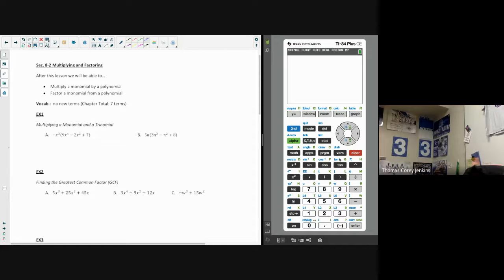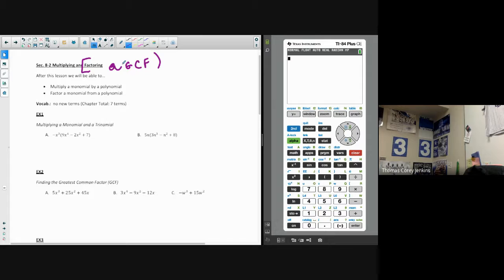All right, so 8.2 is about multiplying and factoring. I would add to that what we mean by factoring specifically, because that'll mean another thing later in this chapter. This would be factoring a GCF, a greatest common factor.